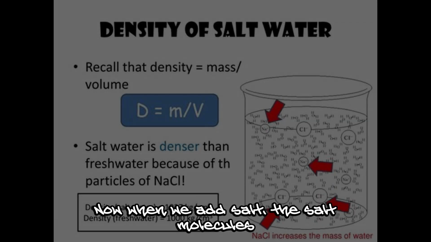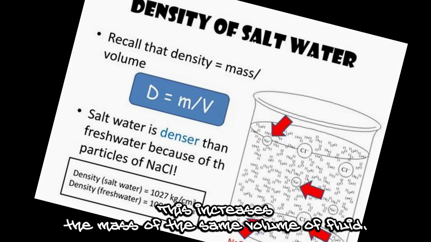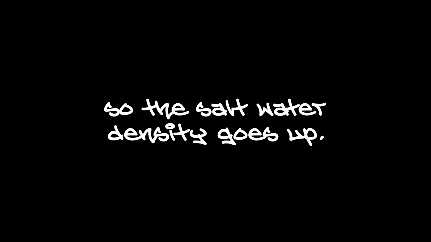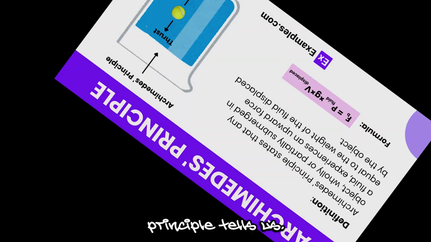Now, when we add salt, the salt molecules mix in between the water molecules without adding much volume. This increases the mass of the same volume of fluid, so the salt water's density goes up. Once the salt water is denser than the egg, the situation reverses. This is exactly what Archimedes' principle tells us.